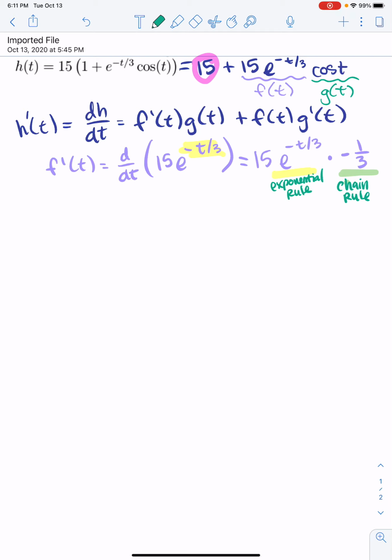Okay. G prime of t is really pretty simple, actually. G prime of t is the derivative with respect to t of, what do we have? Cosine of t. Which is just minus sine of t. That's one of our rules. If you want to prove it to yourself, you can follow what we did in activity 12, and like we did with the derivative of sine of t.